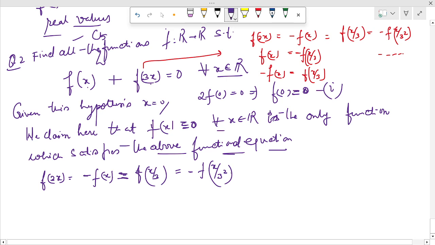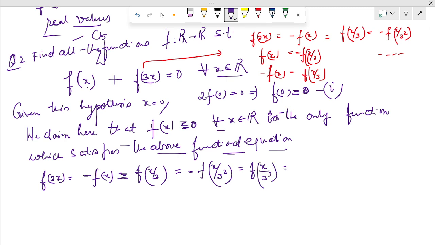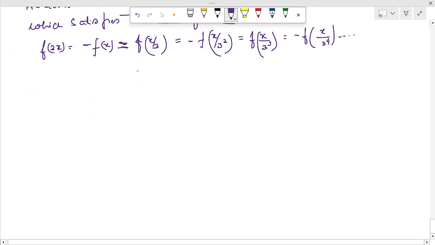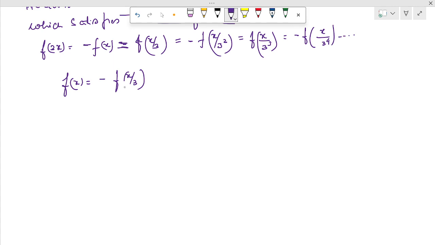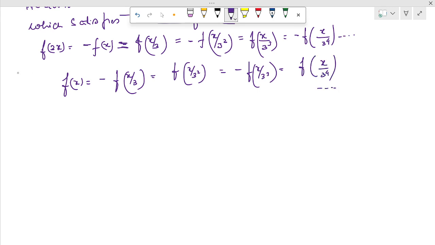Following the same, it will be equal to f(x/3^3), then minus f(x/3^4), so on and so forth. So if I want to compare what f(x) will be, from here it is clear that f(x) will be equal to minus f(x/3), then again negative negative positive, f(x/3^2), then minus f(x/3^3), then f(x/3^4), and so on. So similarly, seeing the pattern, I can write it as equal to (minus 1) raised to power n f(x upon 3 raised to power n).